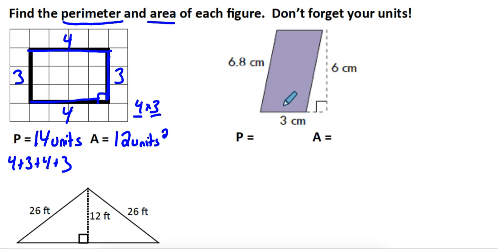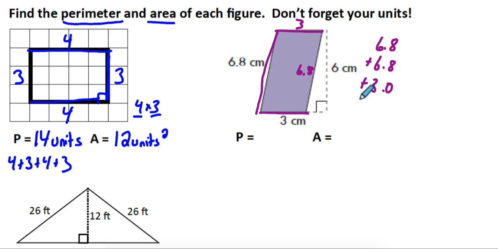This one is our parallelogram. Think of it as kind of like a rectangle, but it's kind of leaning over. To find the perimeter, we want to add up all the sides. So 3 and 3. And then my slanted edge is 6.8. So this one is 6.8. So I just add them all up. 6.8 plus 6.8 plus 3 plus 3 gives me 19.6, and you can use a calculator for it. And our units are centimeters, so it stays centimeters.